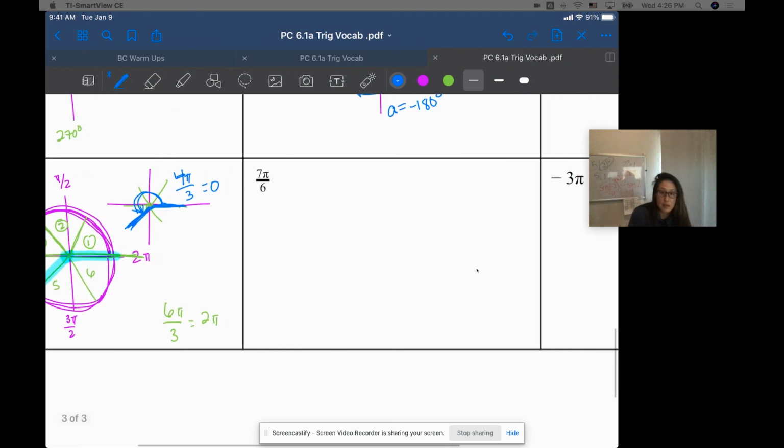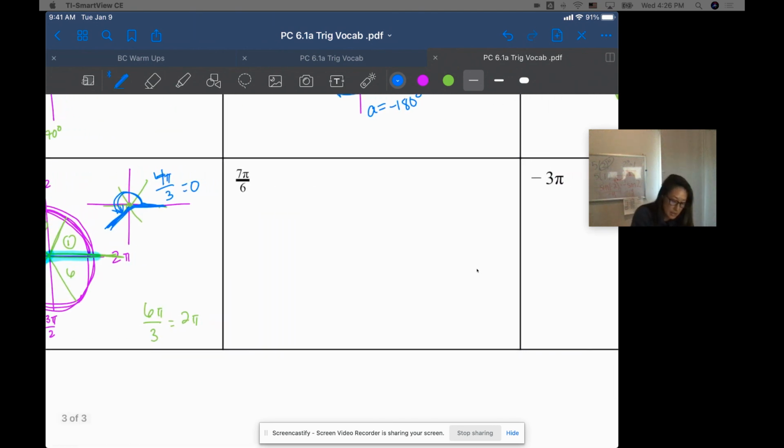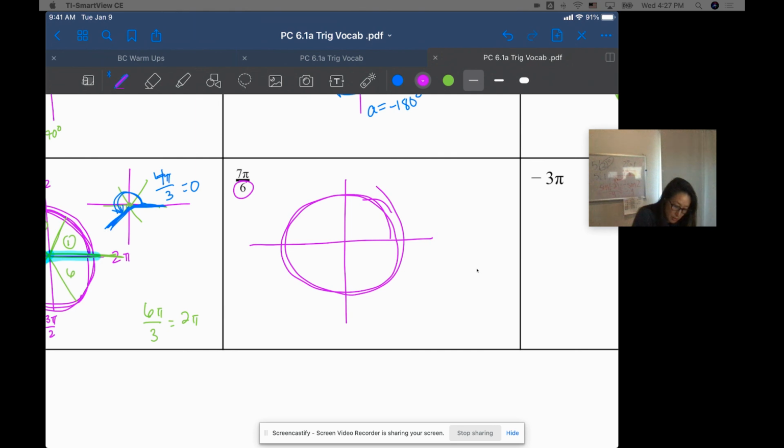Okay, the next one, 7 pi over 6. I'm going to give you some tricks to graph these later, but for the bottom, remember we look at the bottom number and double it, so 12. So I'm going to make a circle and split my circle up into 12 pieces. So I have 1, 2, 3, 4, 5, 6, 7, 8, 9, 10, 11, 12. How many of those pieces do I count? I count 7 of them.